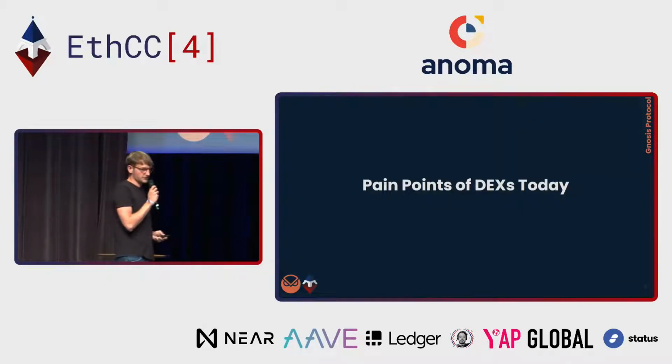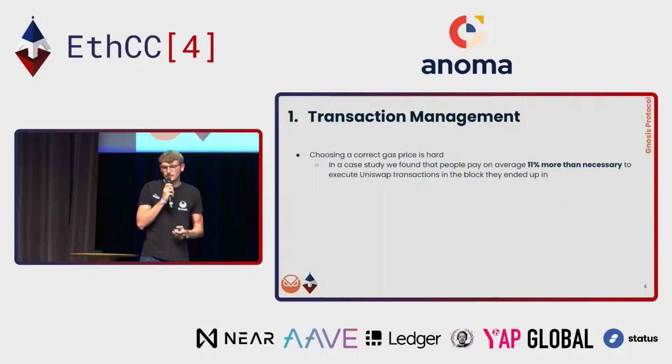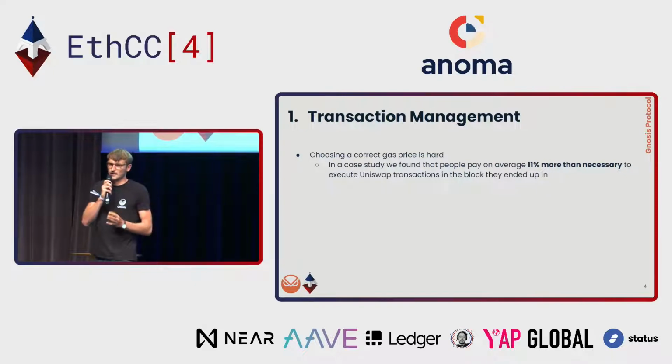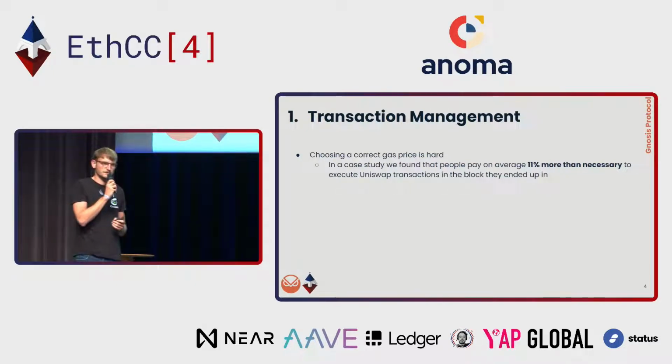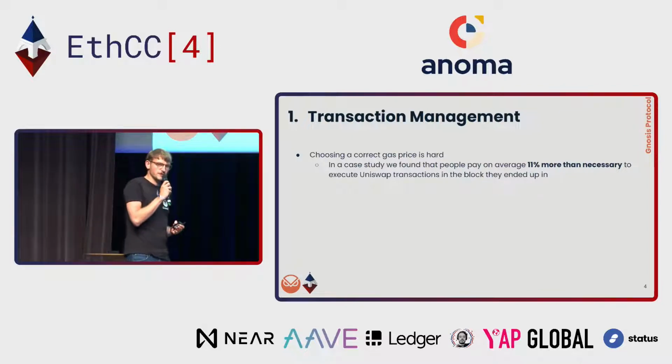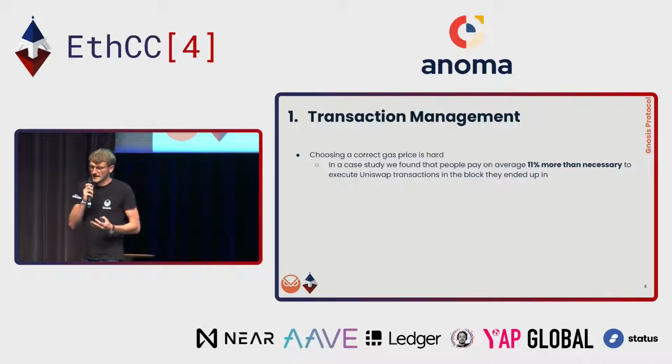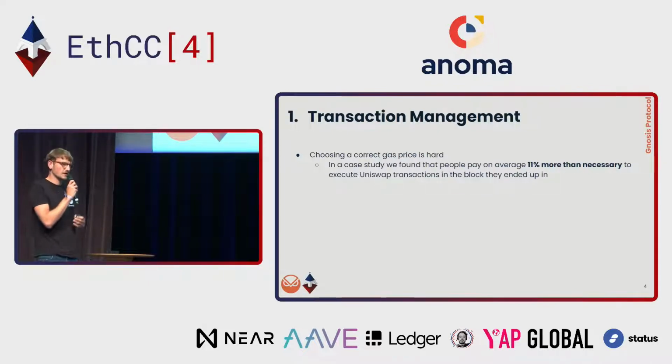So, pain points of DEX trading today. If any one of you has tried to make a trade on-chain in the last 6 months, you might have noticed that transaction management these days is really, really hard. We hope that this will become better with EIP 1559, so choosing the correct gas price might be easier after that, but right now it's still extremely hard for a retail user to decide what gas price to pick.